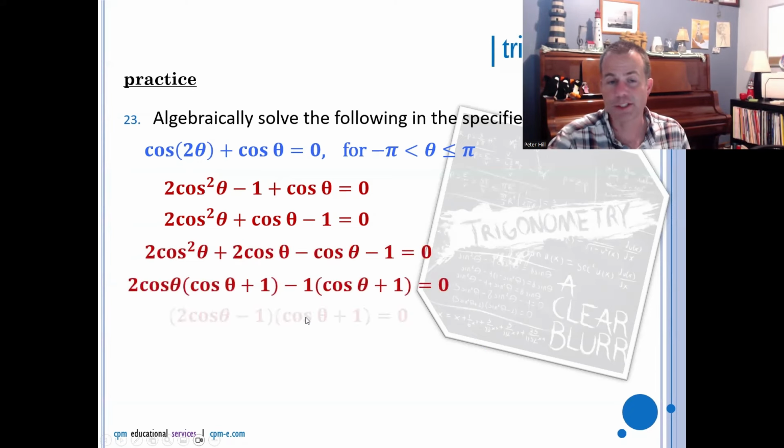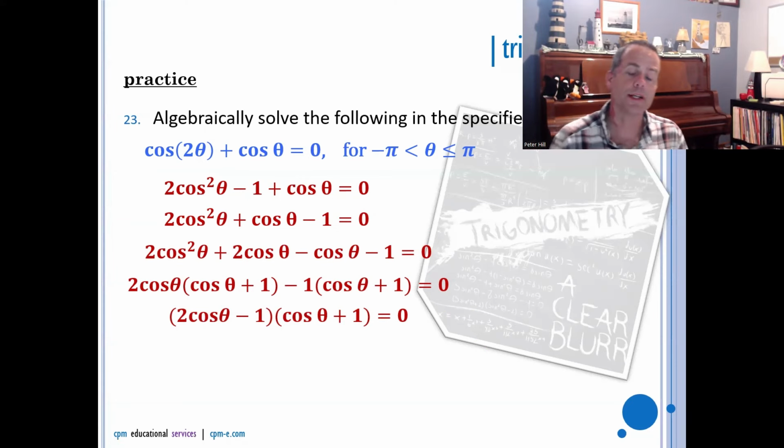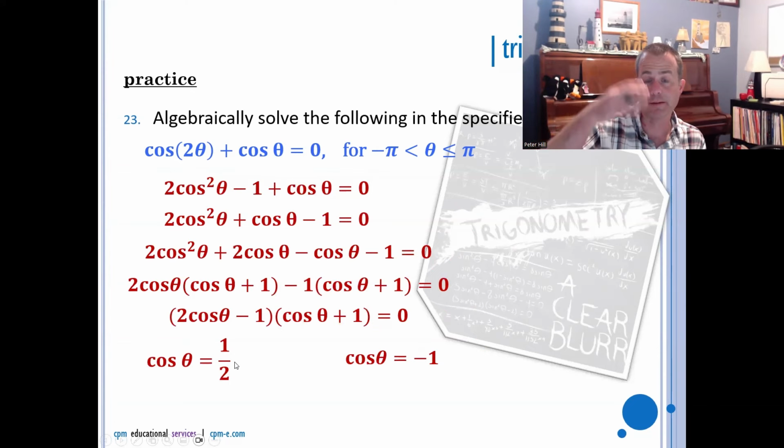I'm showing you right now decomposition, but you don't have to do that, okay? As long as you can get down to this line somehow and you've got it correct, we are very, very happy. Now, I'm at the zero product principle. 2 cos theta minus 1 equals 0, which means cos theta equals a half, or cos theta equals -1. Where does cos theta equal a half? That'd be pi/3 and 5 pi/3.